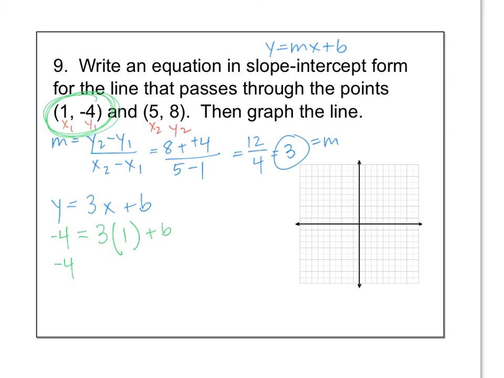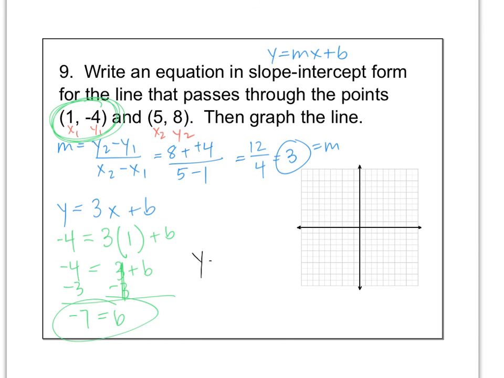Keep simplifying. Negative 4 equals 3 plus b, minus your 3. Negative 4 minus 3 is negative 7. Negative 7 is our b. So we now have everything we need to write our equation. We have our m and our b. It's going to go y equals 3x minus 7. And that is going to be the equation for our line.